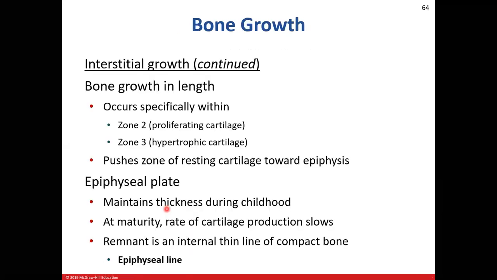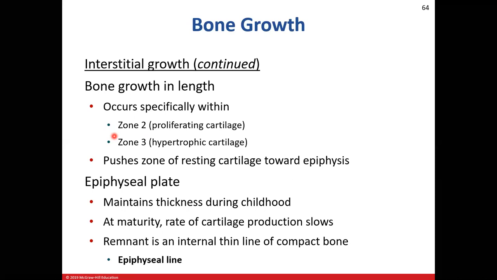So when we look at bone growth in length, this occurs specifically within zone 2 and zone 3. Again, zone 2 is the proliferating zone where the cells are dividing, and zone 3 is the hypertrophic cartilage region. So this is where those cells are actually getting larger. And so what it does then is push the zone of resting cartilage towards the epiphysis and ossifies in zones 4 and 5. The epiphyseal plate then maintains its thickness throughout childhood.